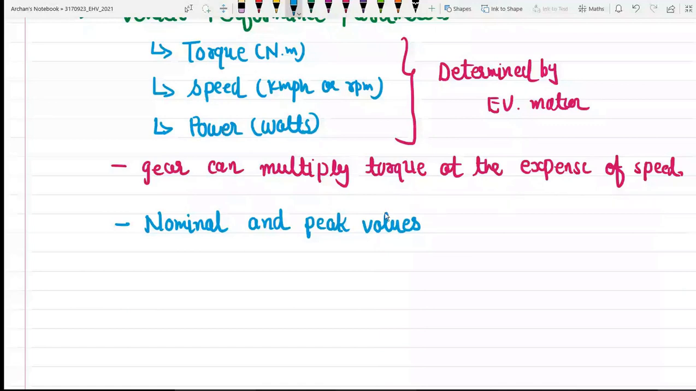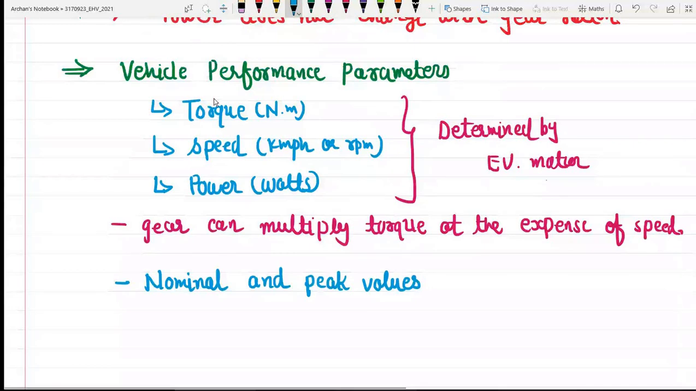Whenever we are going up a grade, or we are starting from rest, at that time we will require a high amount of torque, and whatever torque is produced by the motor at that time will be the maximum torque that can be generated. This comes under the category of peak values, and this peak torque will be required for some short time, say 10 to 20 seconds only. So we will be able to calculate these performance parameters of an electric vehicle: torque, speed, and power.